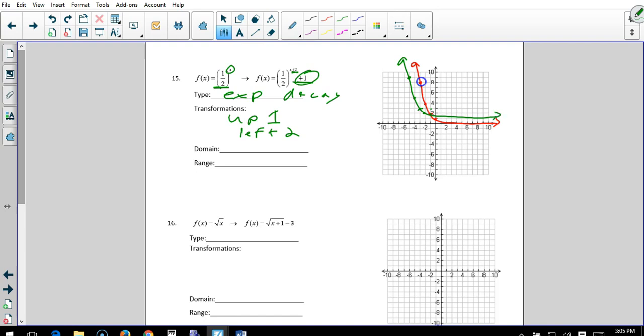Now the domain, still going left and right forever. My range, how low does it go? And that's this border right here. How low is it going? Positive 1. We get that from right here. But remember, we have to use parentheses. How high is it going to go? Up towards the sky, infinity.